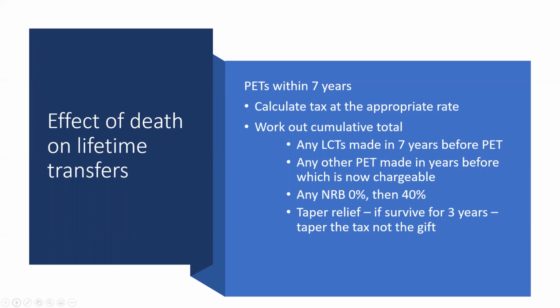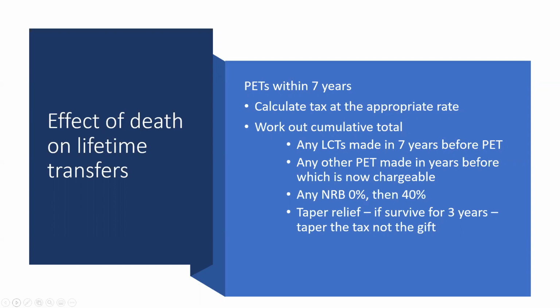So first of all, you start with death. You look back for 7 years. Was any gift made within that 7 years? And then for each of those gifts that were made within 7 years, you then have to look back another 7 years to see whether or not any lifetime chargeable transfer was made within that 7 years, or whether or not any other PET was made, which is now going to be chargeable.